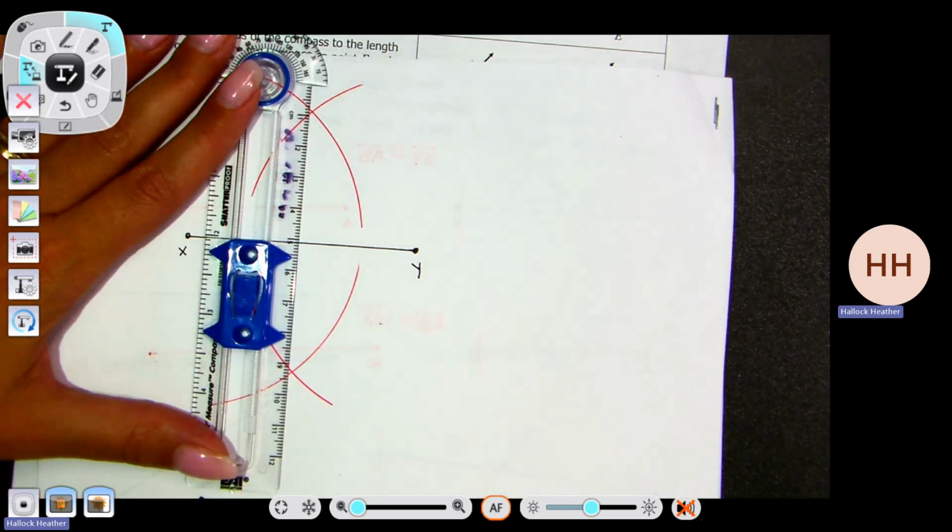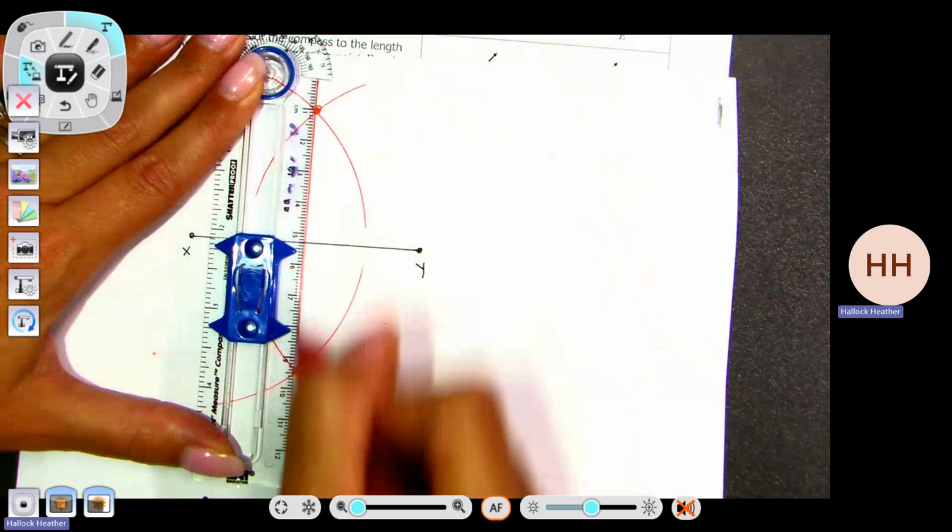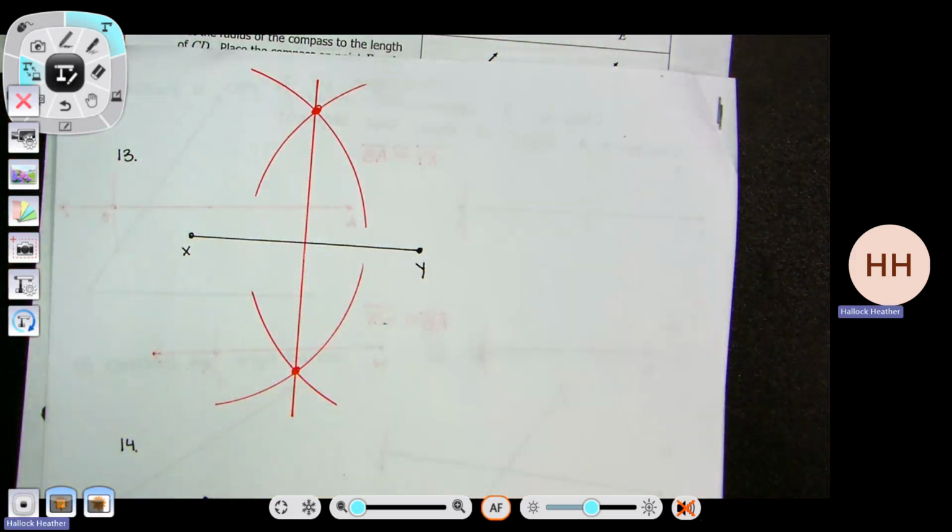Your cheeks are good. And then right here's a point I want to know. Then we connect it with a perpendicular bisector, so it cuts it in half and it's perpendicular.